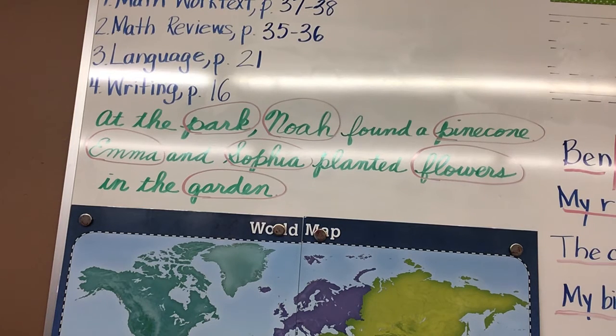Subject for number 9. Mom. Just mom. Predicate? Gave the boys a towel. So underline that twice. And number 10. That evening the boys is your subject. And predicate? Laughed about the big splash. And underline that twice.